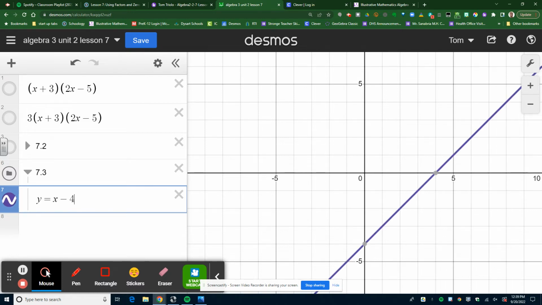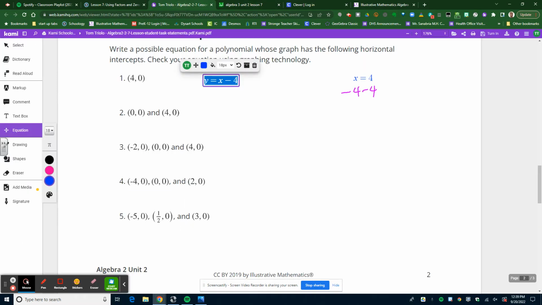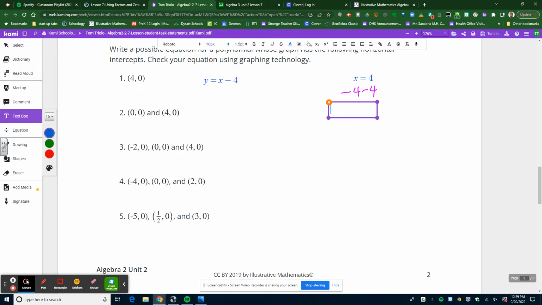Okay. That doesn't look like a quadratic. What kind of function is this? It's linear because it's a line. Okay. So this is a first degree. So let's kind of put that somewhere too. So lines are first degree equations.